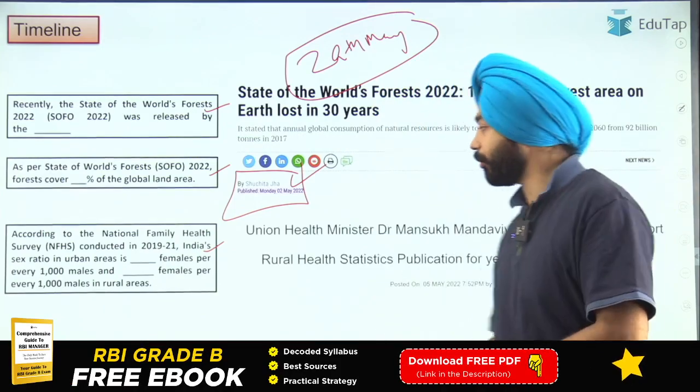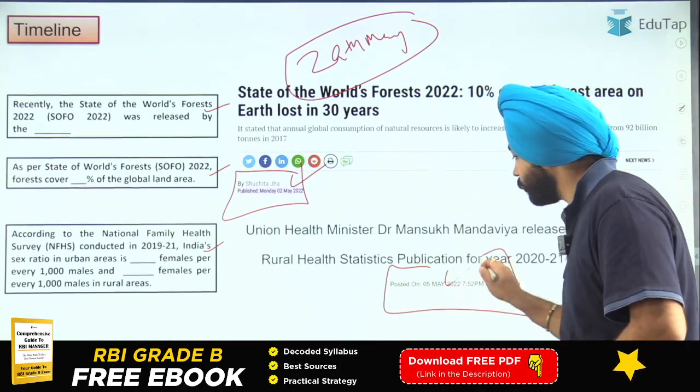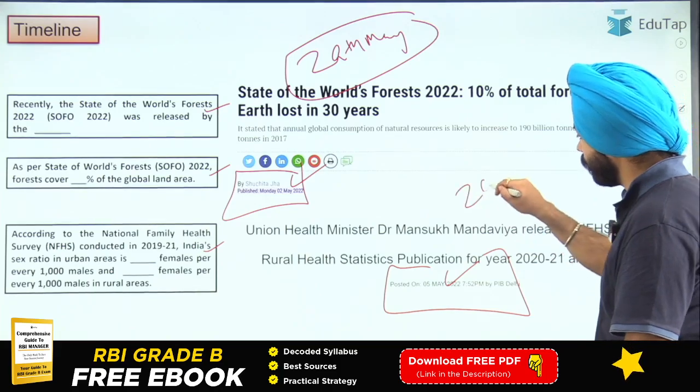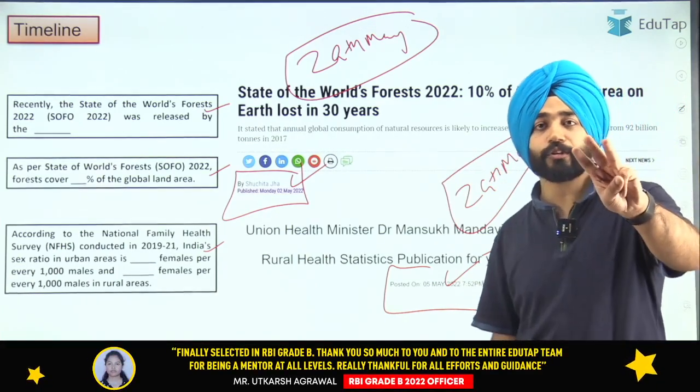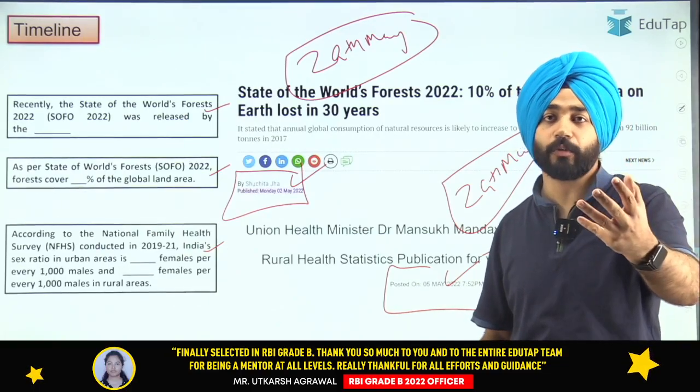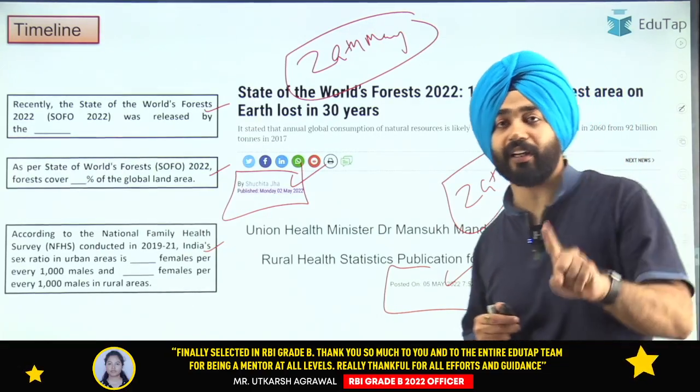It's being seen in news on 5th of May. Examination is on 29th of May, which means reading the reports of 3 months, maximum return of output is there. That's the smart strategy number 1.